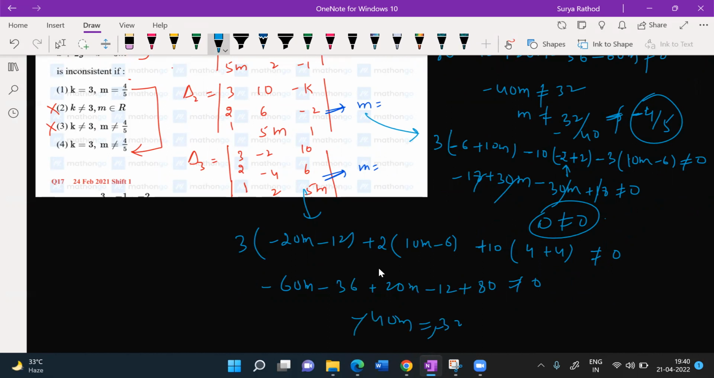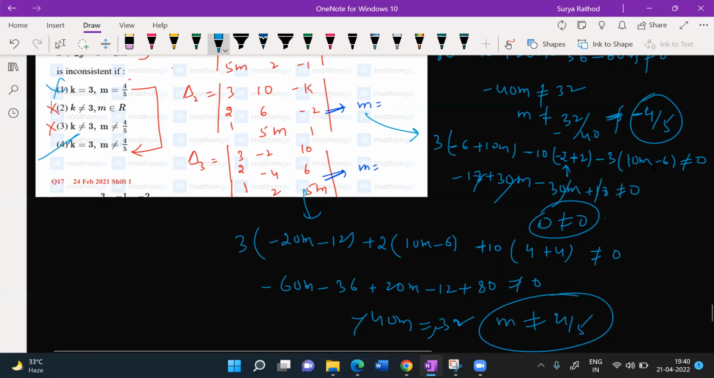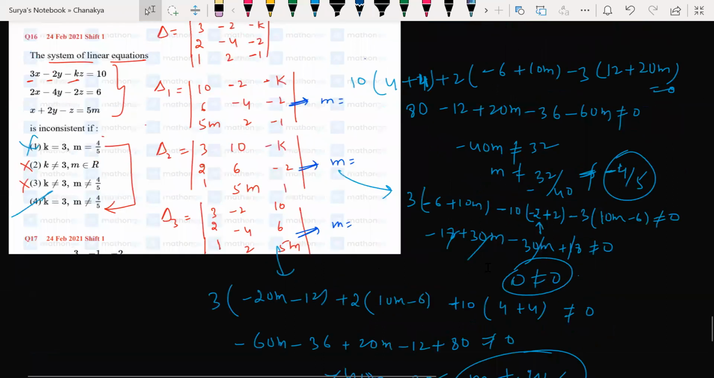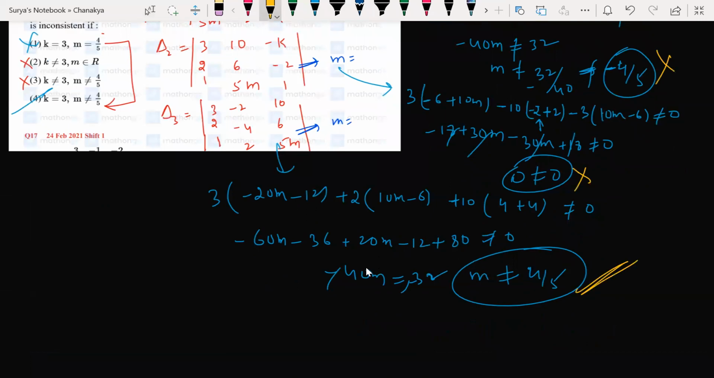Guys, m is not equal to 4 by 5. Check: 32 by 40 is what? 4 by 5 or not? So option D is correct, not option A. After solving all that, I got to know. See here, I shouldn't even need to solve all these. For your understanding, I just found the determinant. I expanded along the first row. Everywhere, look at this, I got minus 4 by 5, which is not available in the options. Here 0 is equal to 0, not available. So here m is equal to 4 by 5, I'm getting.